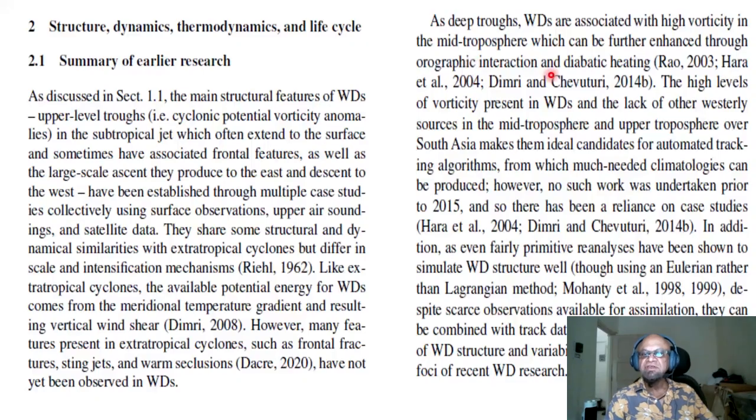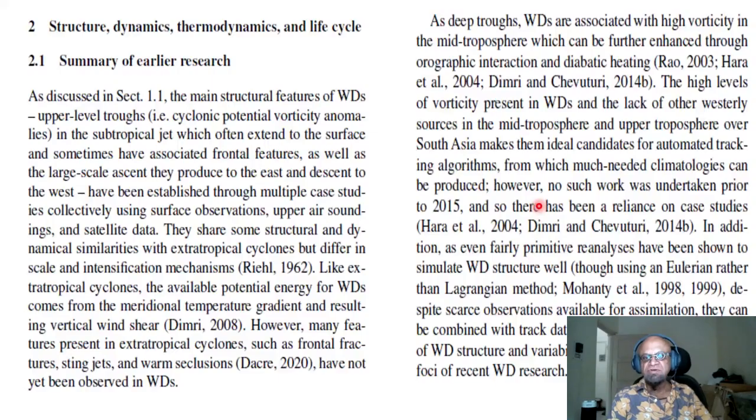As deep troughs, WDs are associated with high vorticity in the mid-troposphere, which can be further enhanced through the orographic interaction and diabatic heating. The high levels of vorticity present in WDs and the lack of other westerly sources in the mid-troposphere and upper troposphere over South Asia makes them ideal candidates for automatic tracking algorithms, from which much needed climatologies can be produced. This is similar to the low pressure systems, but then lots of debate happened after that.